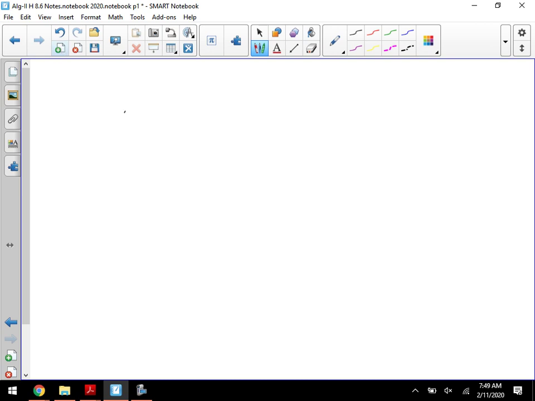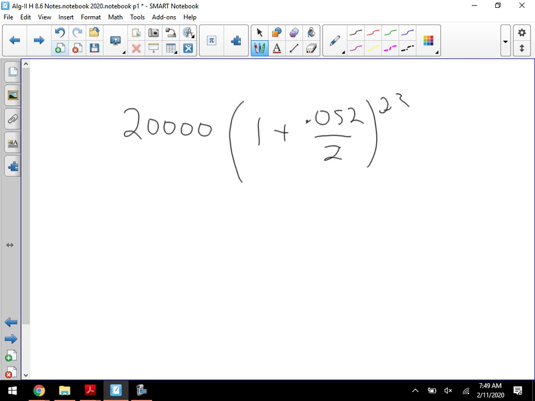So when you set this one up, it would have been 20,000 times (1 plus 0.052 over 2) to the 2 times 3. If you math that correctly, it got you 23,329.97. But then part 2 said if your interest was compounded continuously, the next 3 words say how much more would you have?